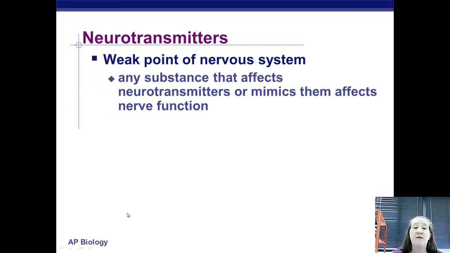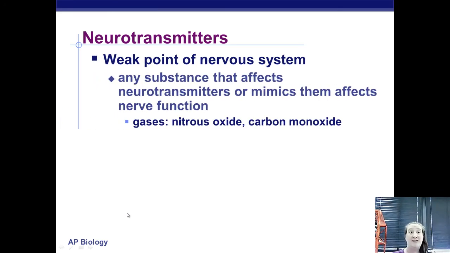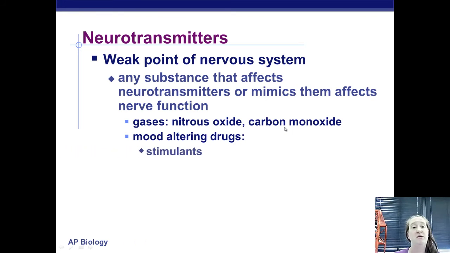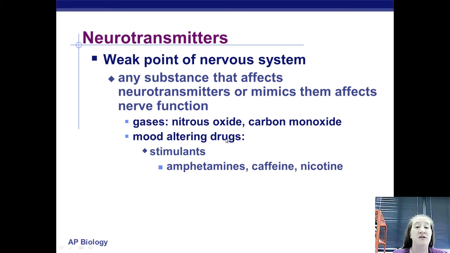They are a weak point of the nervous system. Sometimes your body doesn't make the right ones, or doesn't make enough of them, but then also certain substances in the environment can mimic them. You can get something in that mimics a neurotransmitter, and then your body is responding to that rather than to the actual neurotransmitter. Some of them block neurotransmitters or break them down. Nitrous oxide and carbon monoxide are two examples. Carbon monoxide can shut down the neurotransmitters that allow you to do respiration, and then you run out of ATP and you die. Mood-altering drugs can also really impact your neurotransmitters. Caffeine impacts neurotransmitters.